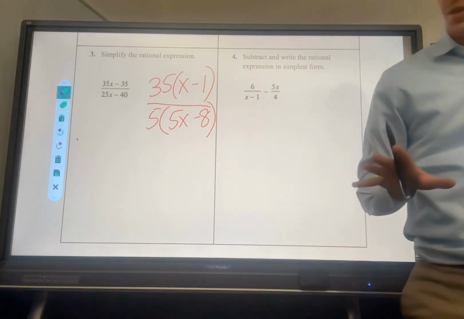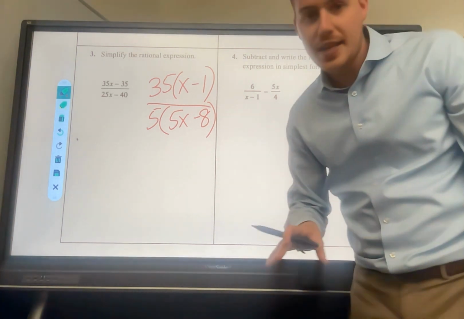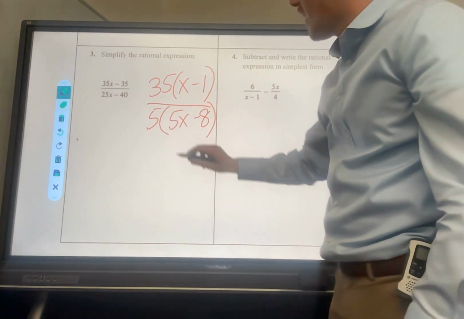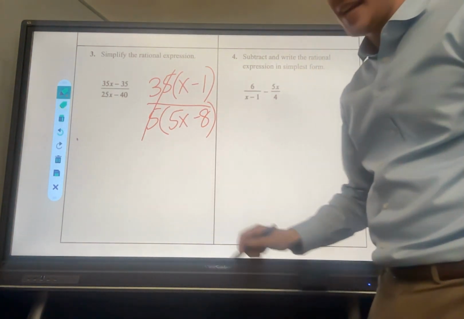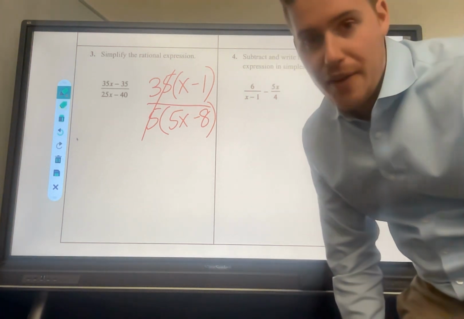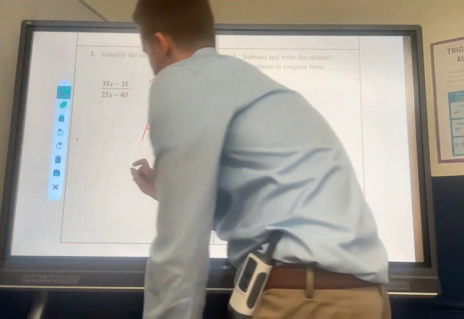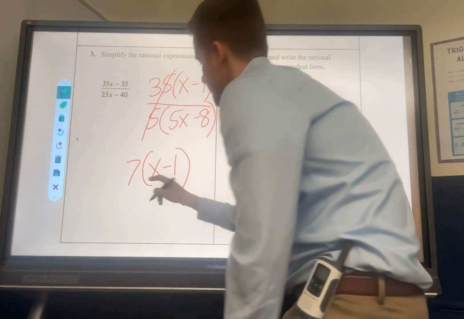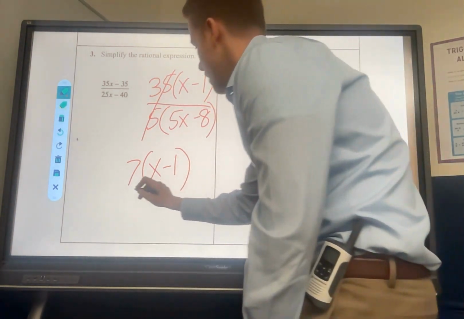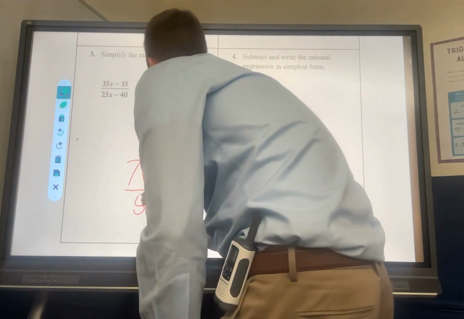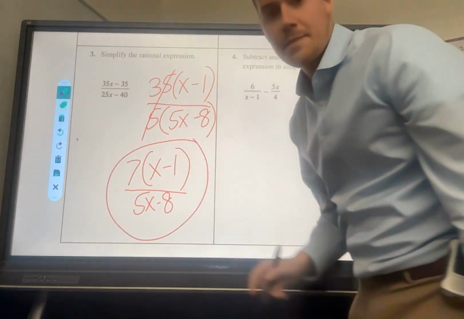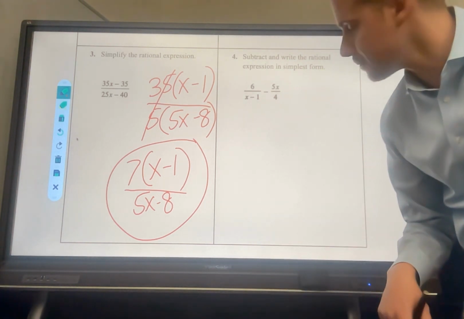Okay, we're almost done here. As our final step, we need to see what we can simplify. So I've got 35 over 5. That simplifies down. 35 divided by 5, well, that's just 7. So let's write our final answer. 7 times x minus 1 all over 5x minus 8. So that's going to be our final answer right there.